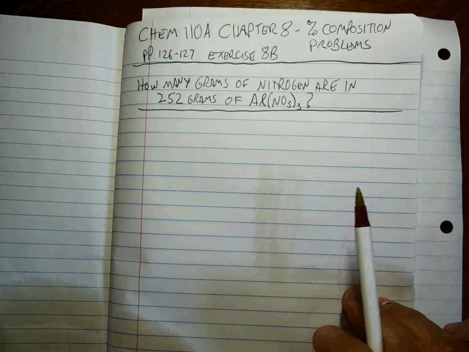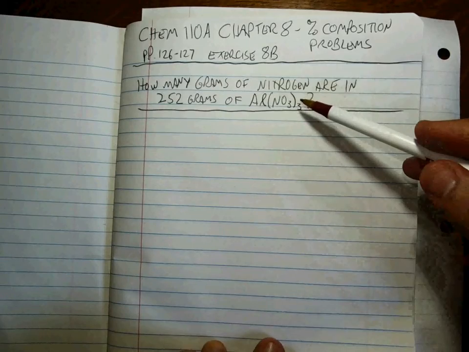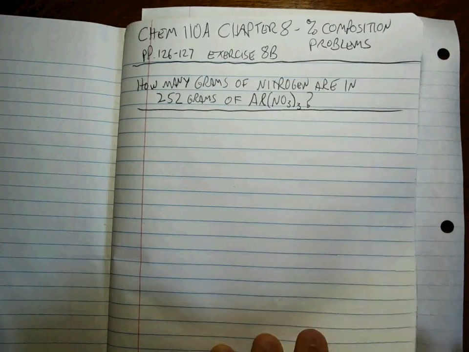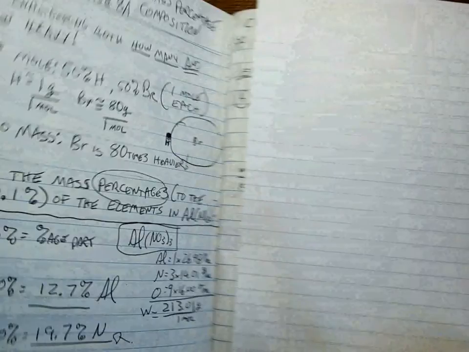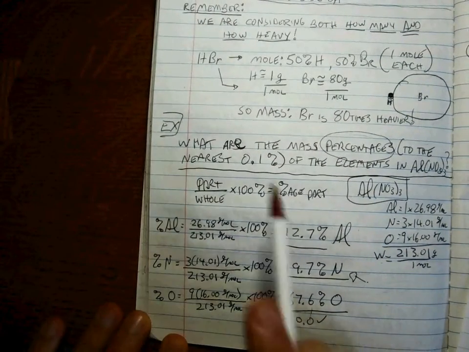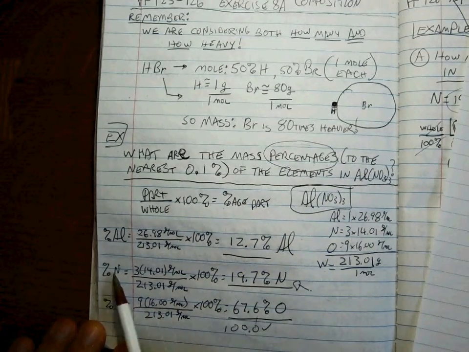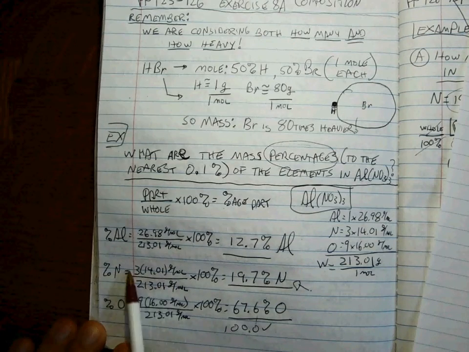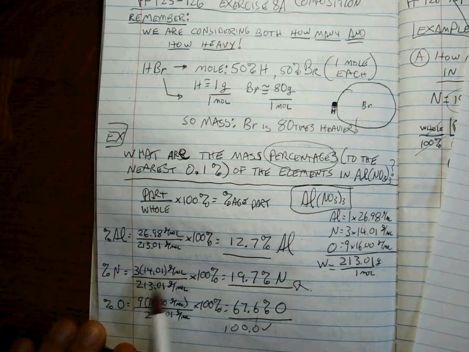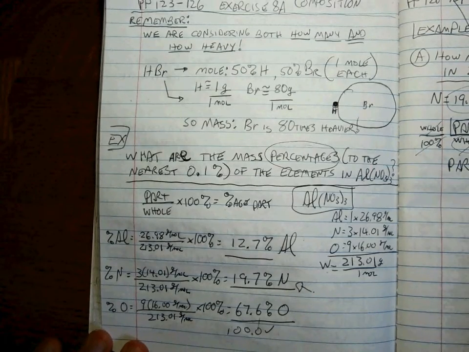Well, if you remember, whenever we did exercise 8A, we actually did a video that examined how to do this problem. I'll go back to that. There it is. Mass percentages of the elements in aluminum nitrate, and we figured it out for nitrogen. We took the total mass of the nitrogen divided by the total mass of the compound times 100%, got the percentage of nitrogen. So I'll repeat that information here on our problem.